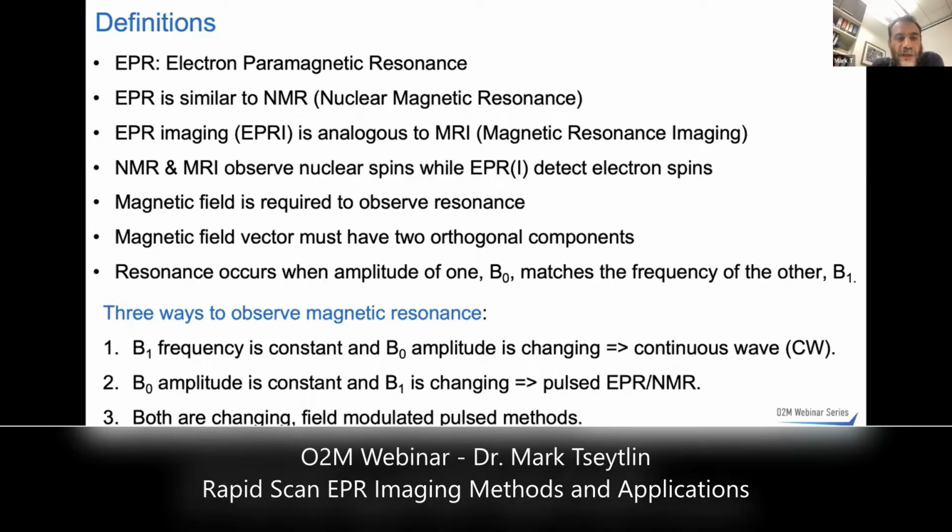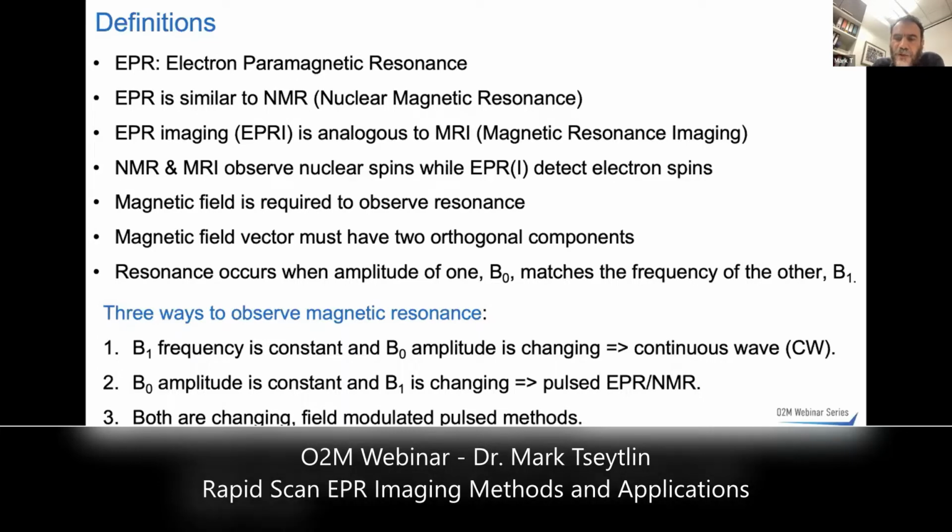And what's important, the magnetic field must have two components, which are orthogonal. Resonance occurs when the amplitude of the one component matches the frequency of the other. The first component is often called B0, and the other, which is changing, is called B1. So overall, to observe the resonance, you need to change something. There are basically three different general approaches.